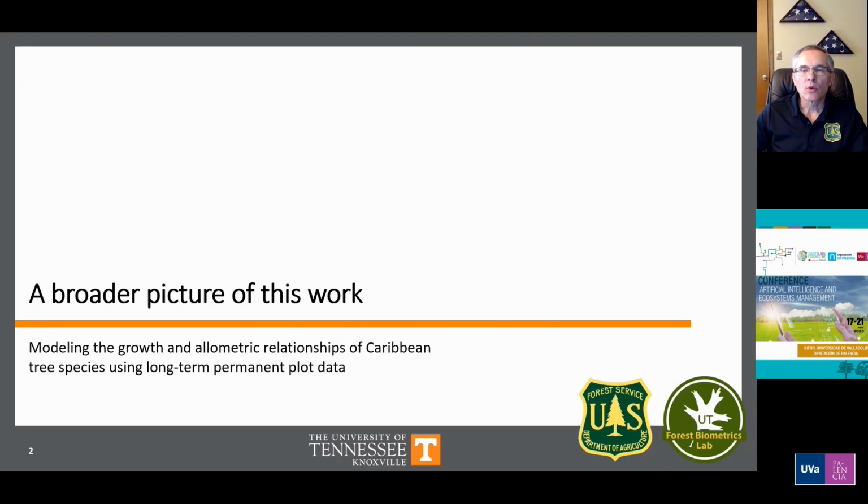So a broader picture of the work that I'm going to be presenting here today: it's part of a larger project of modeling growth and allometric relationships of Caribbean tree species using long-term permanent plot data. So I'll give a brief overview of these Caribbean island forests and why there is a need for this type of modeling work. Then I'll move into the portion from Dr. Yang and his modeling efforts.